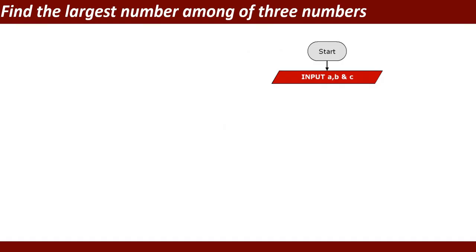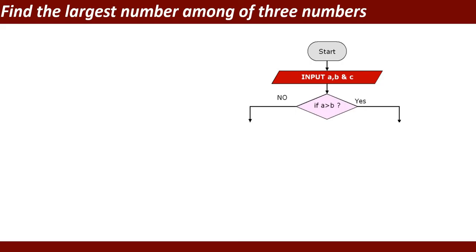I have given an example of how to find the largest number among three numbers. First of all, I will use a start symbol and then I will take three inputs, and these inputs will be stored in variables A, B, and C. After this, I will check if A is greater than B. This is a selection symbol, or decision symbol, where you have to decide.